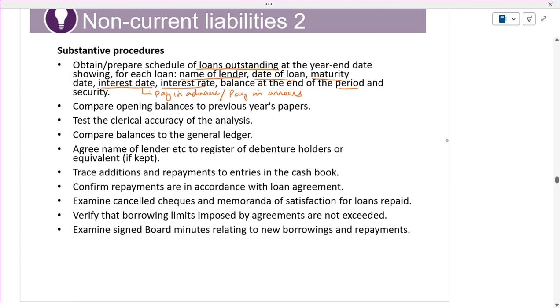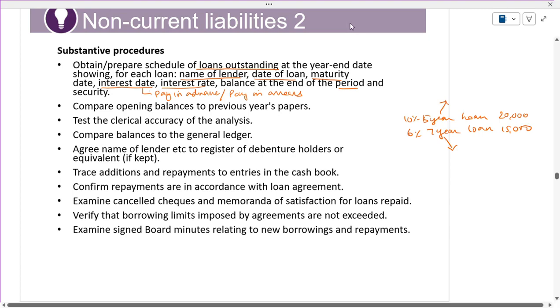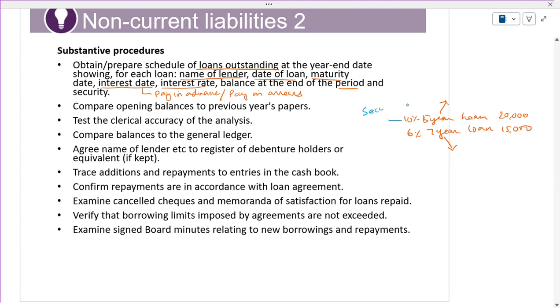This is what we have to be very serious about. When they say a 10% 5-year loan, you will have a 6% 7-year loan. They will mention that during this year they have taken a loan at this rate of interest, and this amount is there. Here they say it is 20,000, it is 15,000. Apart from that, another very important thing: they will also mention whether it is secured or unsecured.